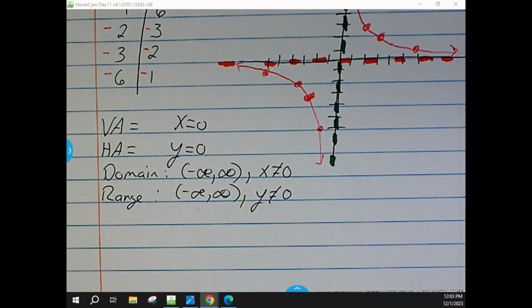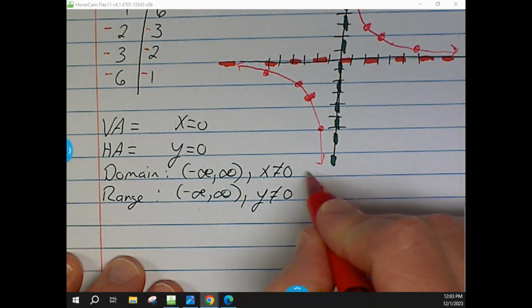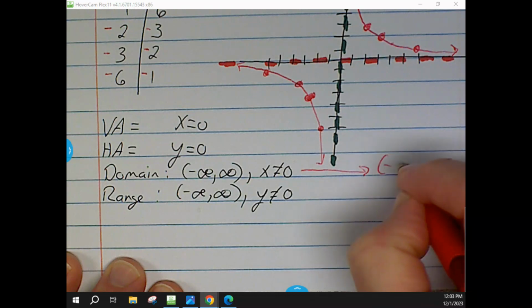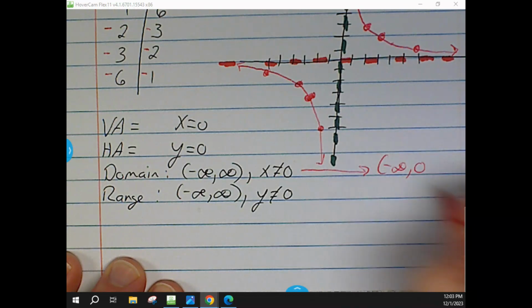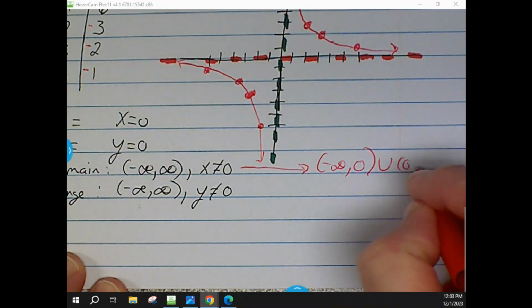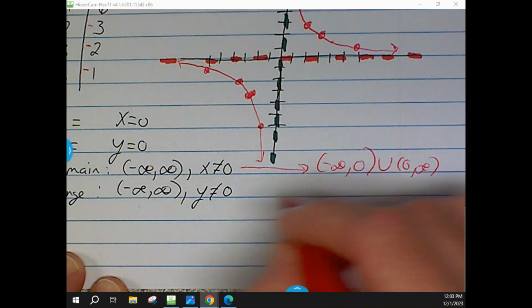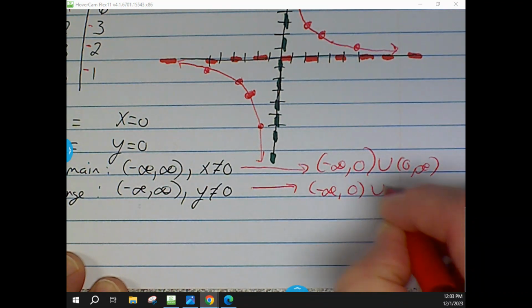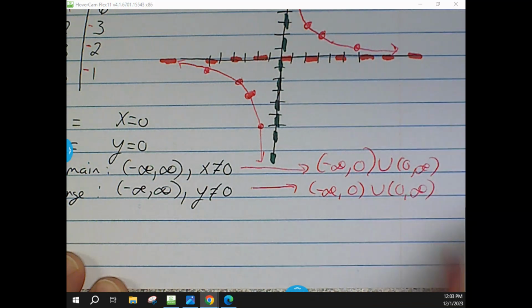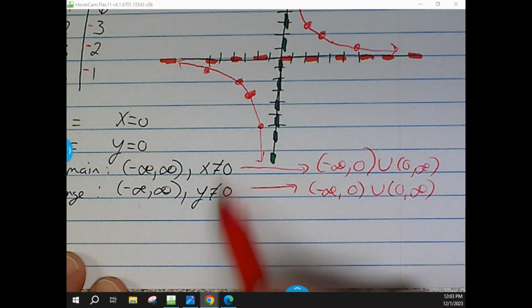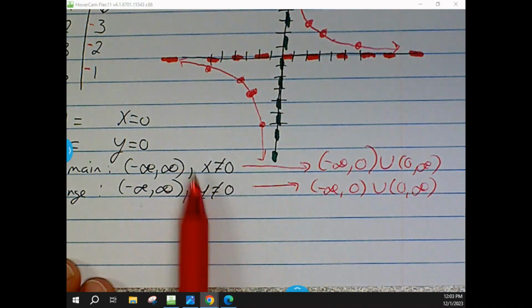Now, one other option they may let you do for these two, for this one, they may do, and I think we've done this in the past, they may make you go from like negative infinity to 0, and then the U means we're going to skip over the 0, and then we're going to go from 0 to infinity. So they might show that. That's a little bit easier to me than that one, because basically you're just going to tell me what number you're going to skip over. So if you want to use this one, I'm fine with that.